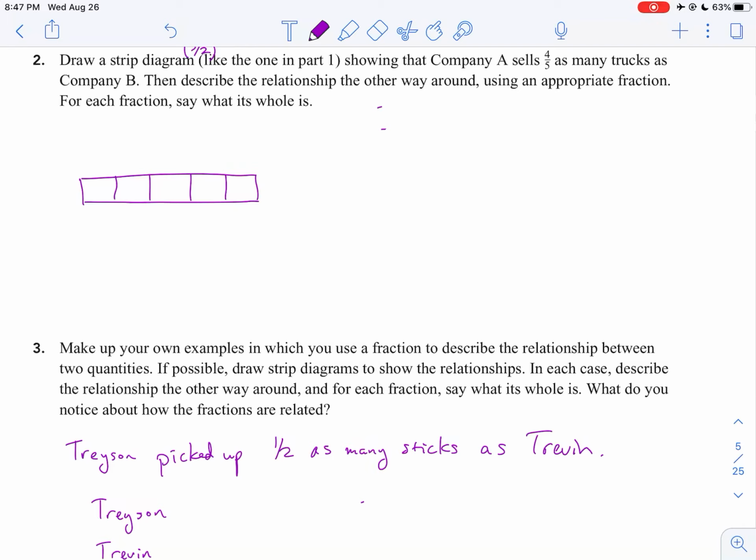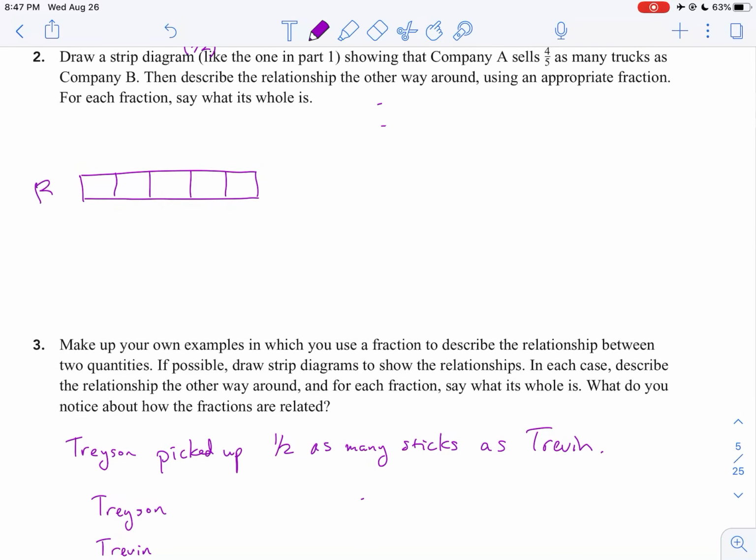All right, so I've drawn a diagram. 4/5 is going to show up somewhere. It's just where is this? If Company A sells 4/5 as many trucks as Company B, which one sold more, A or B? Hopefully you said B, sold more. A is selling 4/5 as much. So this is going to be Company B because it sold the whole amount. Company A, though, only sold 4/5 of that amount.